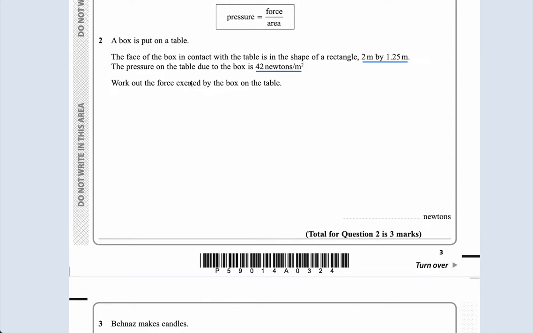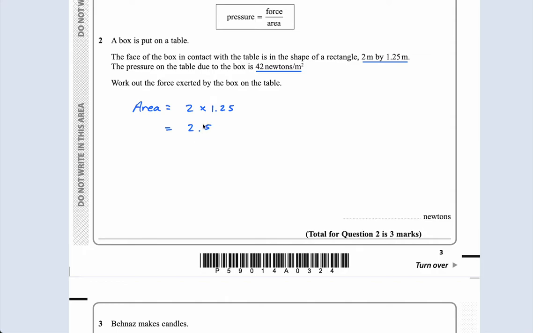Work out the force. So basically, we have the pressure, and we're going to find the area and then find the force. Well, actually, first, guys, let's find the area. The area is equal to 2 times 1.25, base times width, or width times length, however you want to say it. 2 times 1.25 is 2.5. So the area is 2.5.